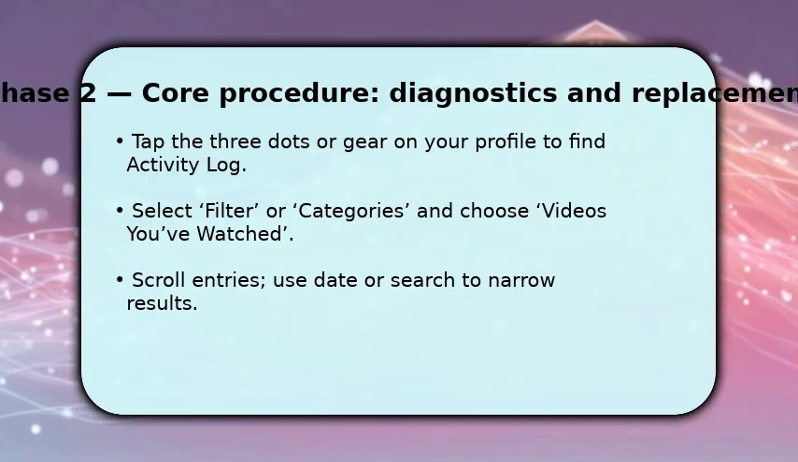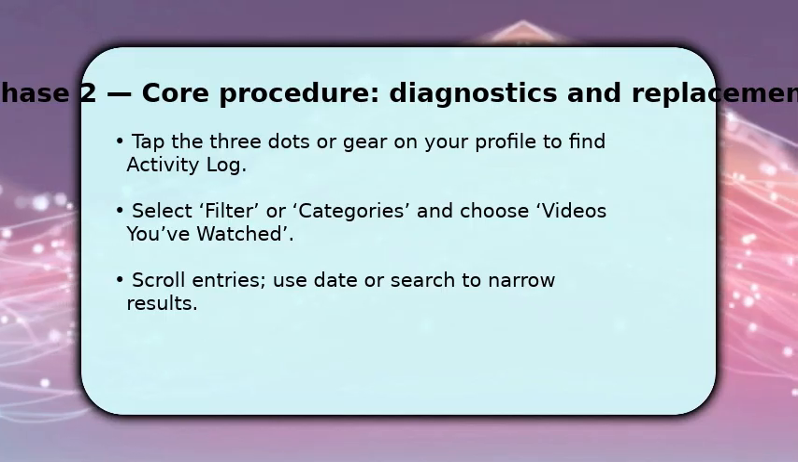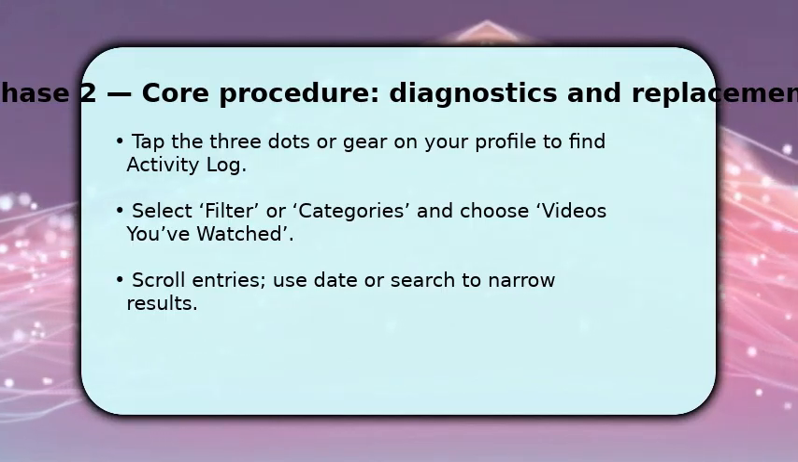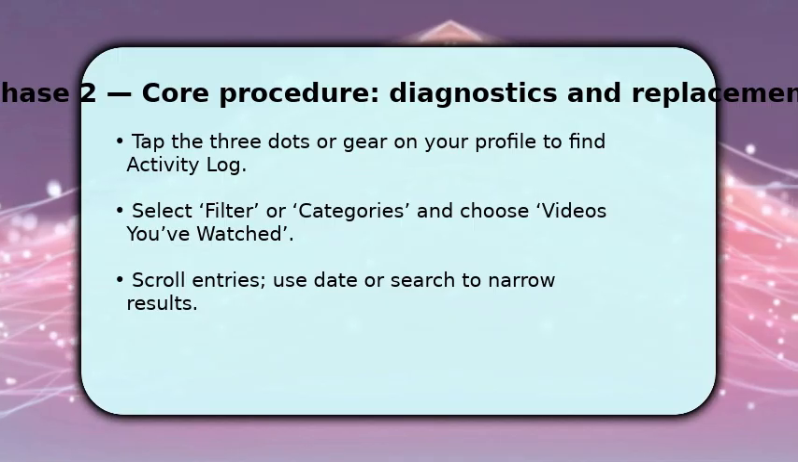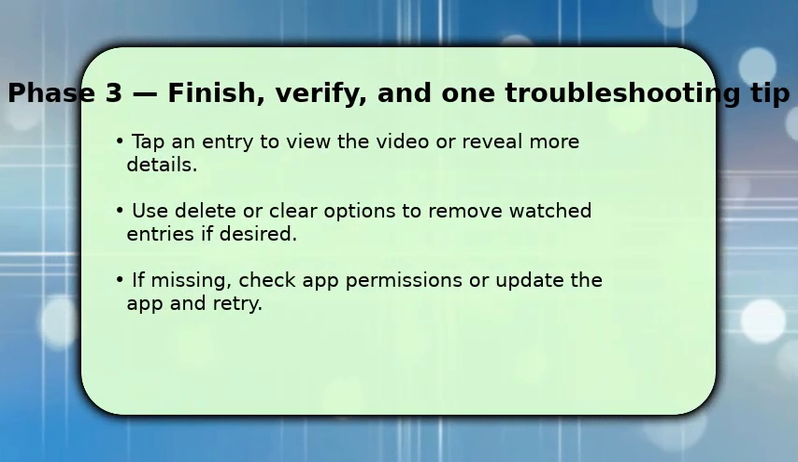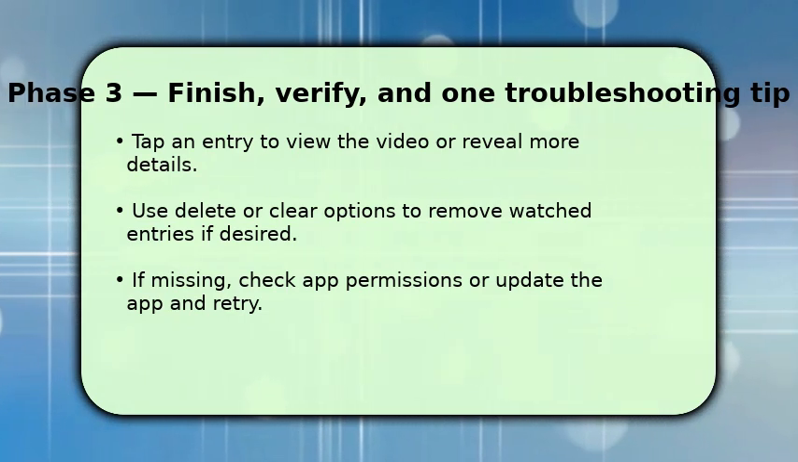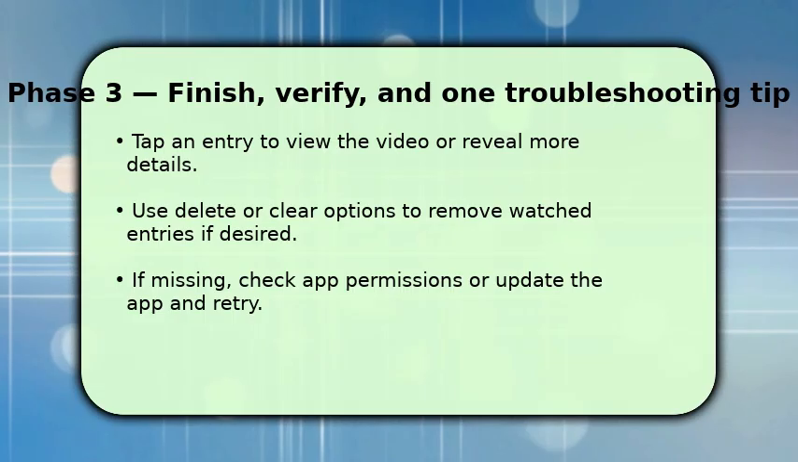Then scroll through the list chronologically. Make sure to use the date filter or the search box to jump to a specific period, because that saves time and finds the exact clip you saw. Finally, review items by tapping any listed entry to open the video or see when you watched it, and use the delete or clear action to remove specific entries if you want privacy.